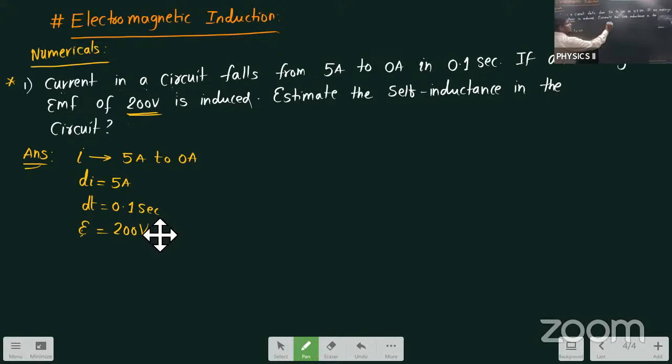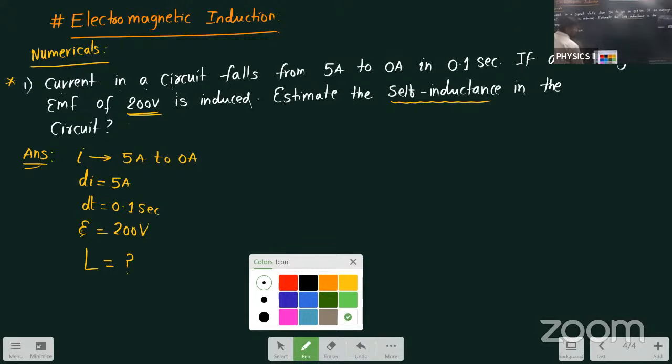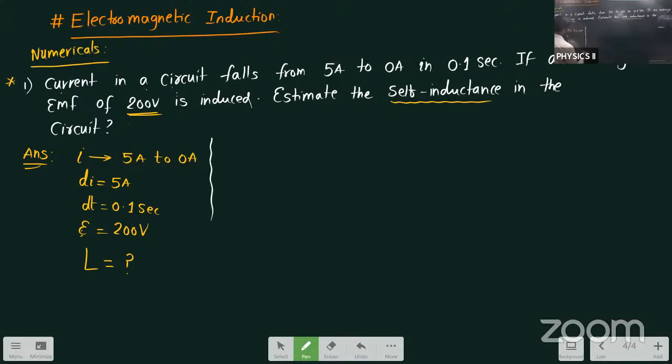Now what is he asking you to determine? He is asking you to determine self-inductance. The symbol for self-inductance is L. He is asking you to calculate the value of L. You will get marks for writing the given things. Don't directly do the problem. Write down the given things. Next, you are supposed to write down the formula.